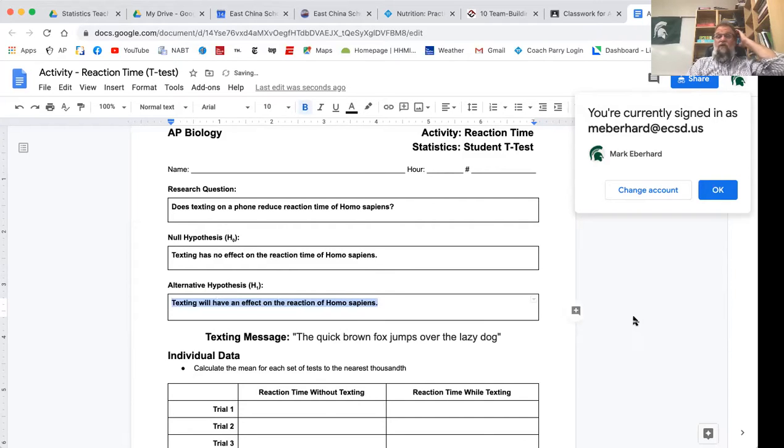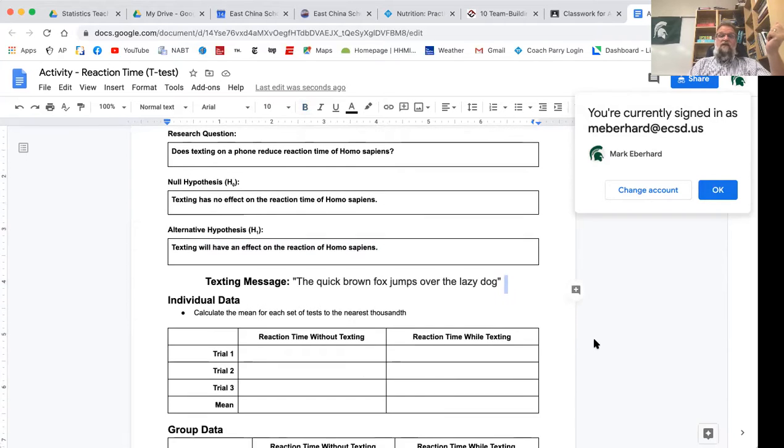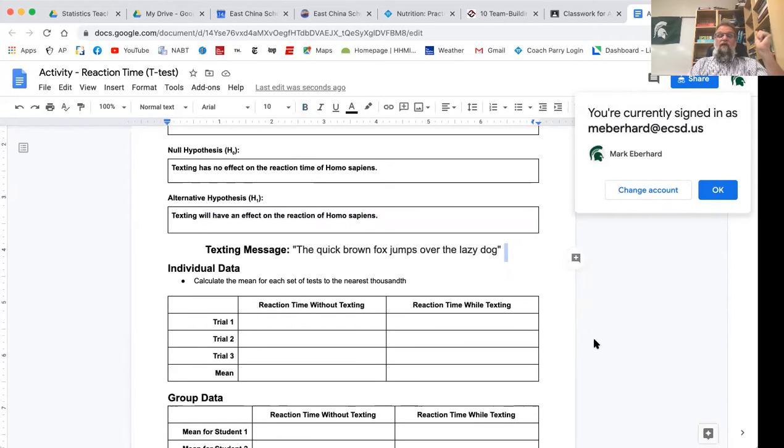And so what we're trying to answer is this question: does texting on a phone reduce reaction time of Homo sapiens? So we're going to be doing two trials. One trial you will not be texting, and in the second trial you will be texting. When we get to the texting part, you're going to text this sentence right here: the quick brown fox jumps over the lazy dog. This sentence was picked because if you actually look at it and work through it, you'll find it contains all 26 letters of the alphabet.